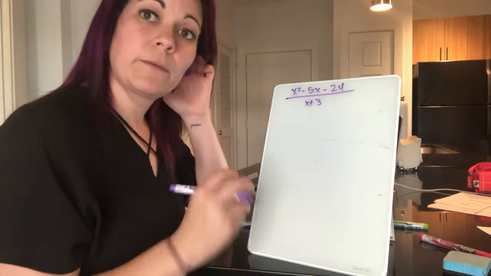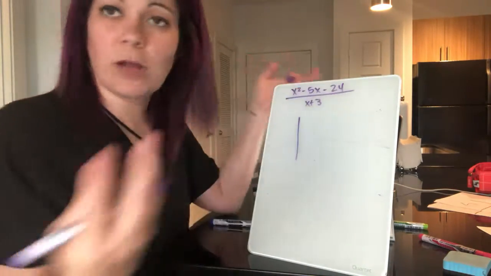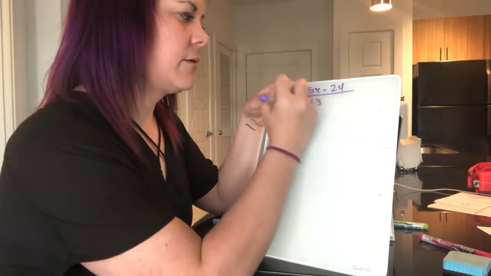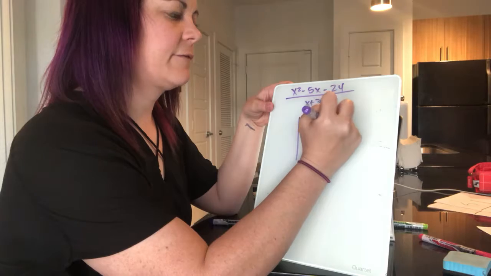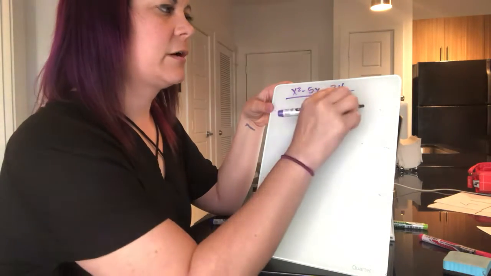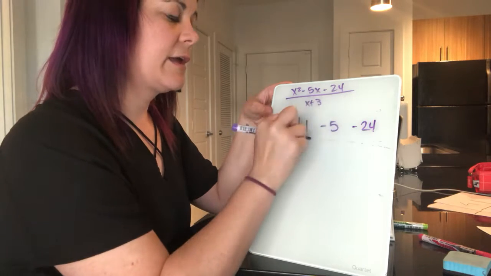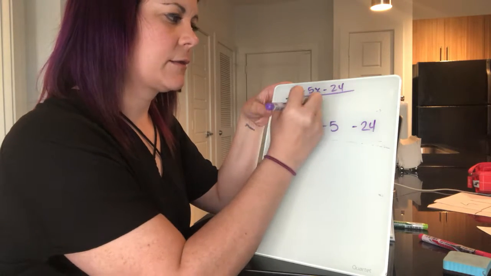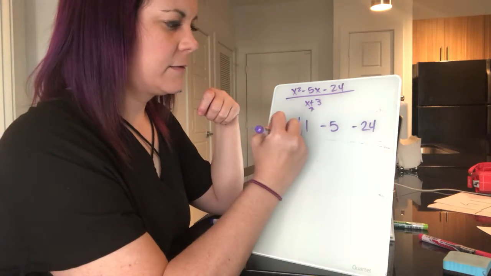So again, we write the coefficients. We're not missing any terms, so we don't have to have a 0. The coefficient for x squared is 1. The coefficient for x is -5. And then the constant is -24. And then on the outside, we're going to have -3 because it's a plus sign, so we take the opposite, so -3.